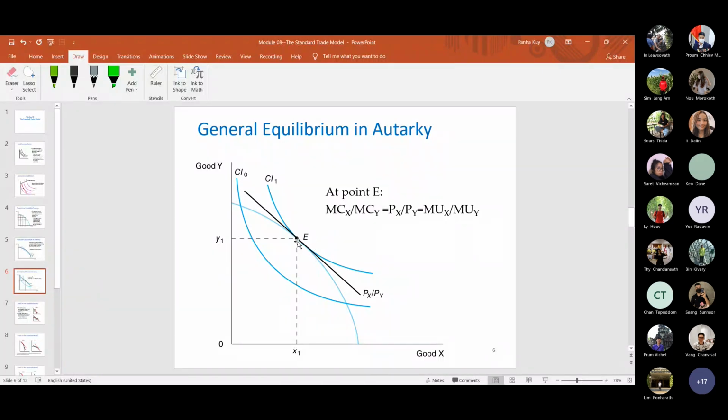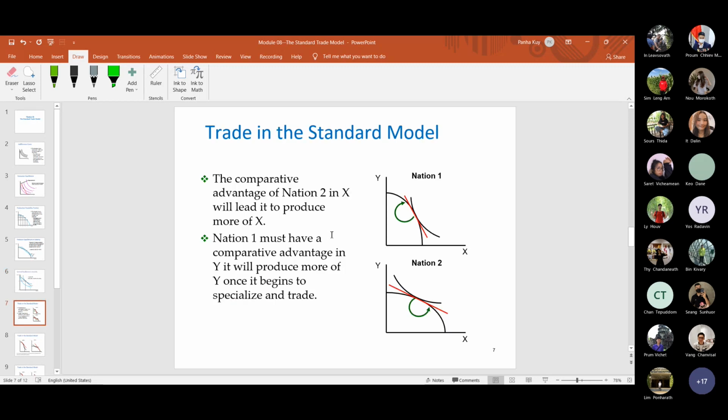So the equilibrium will be missing here, okay? The general equilibrium in autarky. There's no trade anymore, it just happens inside the society, okay? What happens next? If you look at the trade in the standard model, there is the comparative advantage.